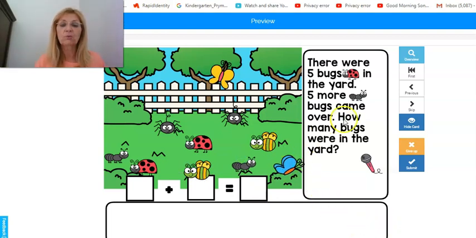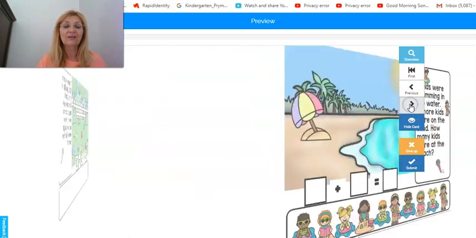Now you see the question mark. There's a question. It says, how many bugs were in the yard? So how many bugs in all? All together. The 5 and then 5 more. So we have to count them all. Can you count with me? 1, 2, 3, 4, 5, 6, 7, 8, 9, 10. There are 10 bugs. Because you know what? Do you remember we had 5 and then 5 more came over? And a lot of you know that 5 and 5 is 10. Beautiful.